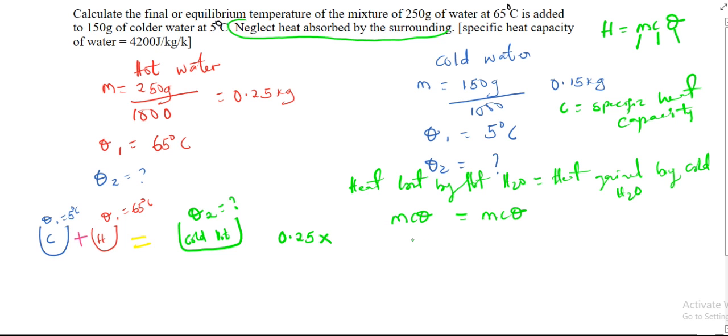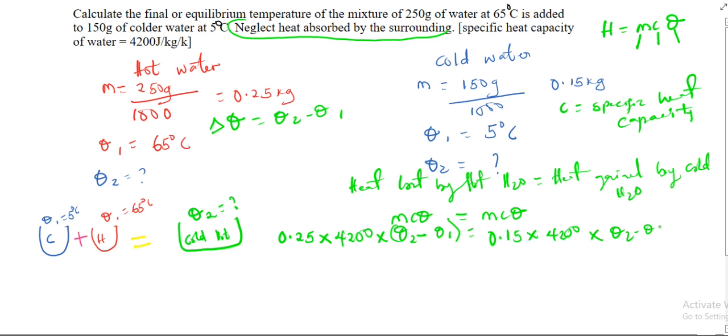So our C is given as 4,200 multiplied by theta. The change in theta is equal to theta 2 minus theta 1. Now, let me keep this equal to our mass for cold water, which is 0.15 kilogram, multiplied by the C of water, also 4,200, multiplied by theta, which is theta 2 minus theta 1.